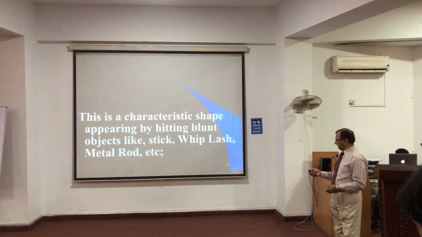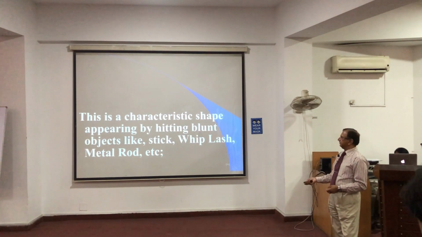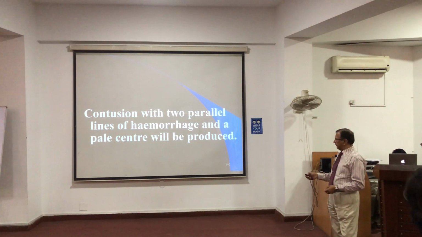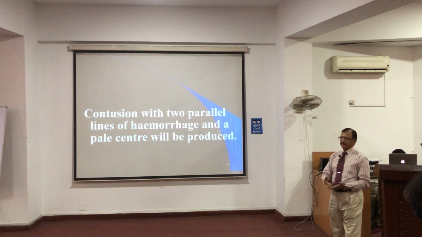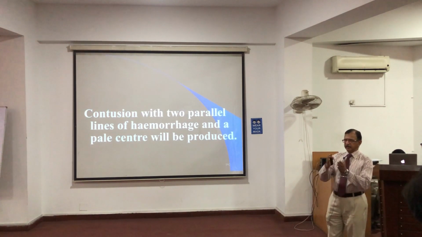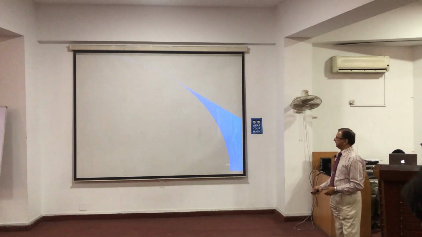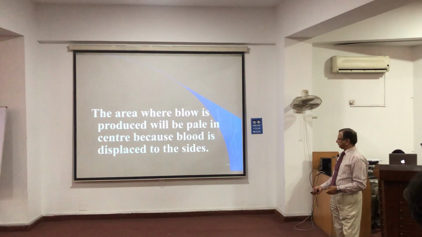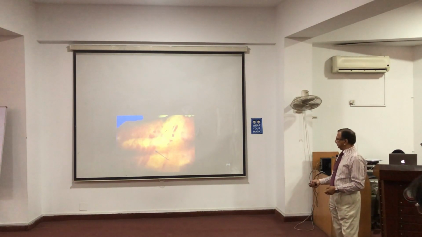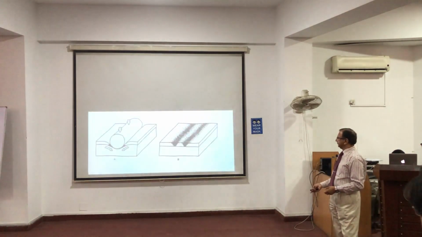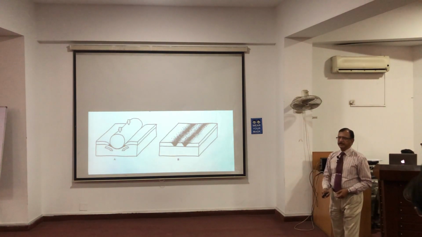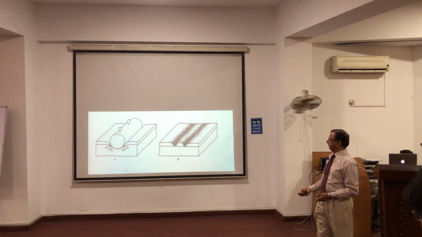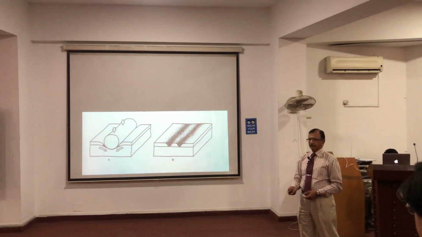So this is characteristic of a stick, whiplash or metal rod, and there is contusion of two parallel lines of hemorrhages and a central pale line at the point of impact. Central pale, and on the sides there are hemorrhagic lines. And this is how these parallel lines are visible. This is the point of impact. Centrally there will be pallor, and on the sides it will show the hemorrhages. So these are tram track or tram line bruising because of a stick, metal rod or whiplash.